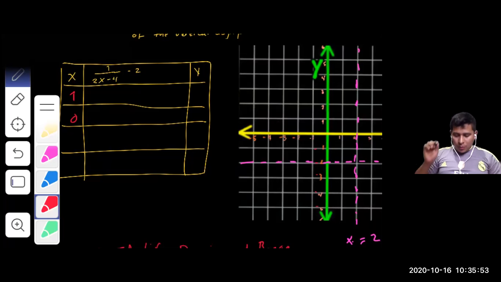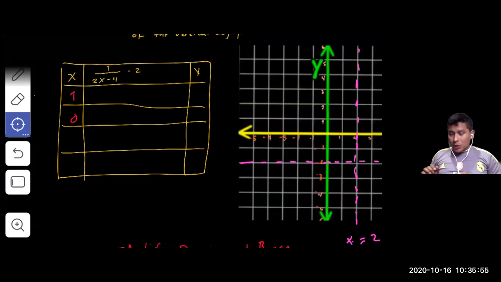Someone might ask me, which values should I take? I repeat, guys, you need to take 2 values, or if you want to take more, it's okay. But I'm going to take just 2 to the left and right of that vertical asymptote. Focus on the vertical asymptote. It is this value. Tell me 2 values, guys, to the left of this. Okay, 1 and 0.